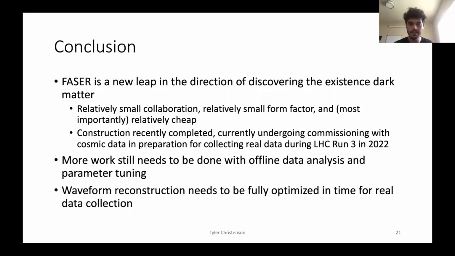But to conclude this presentation, Phaser as a whole is a new leap in the direction of discovering the existence of dark matter. It's a relatively small collaboration. It's a small form factor, and most importantly, it's relatively cheap.